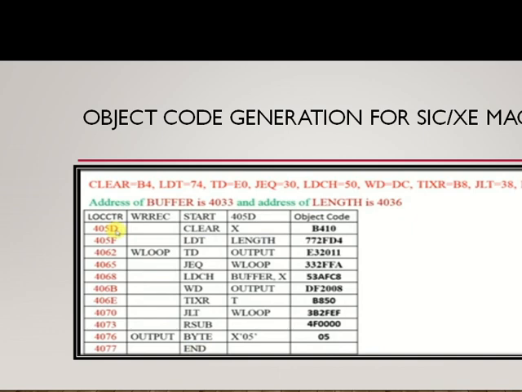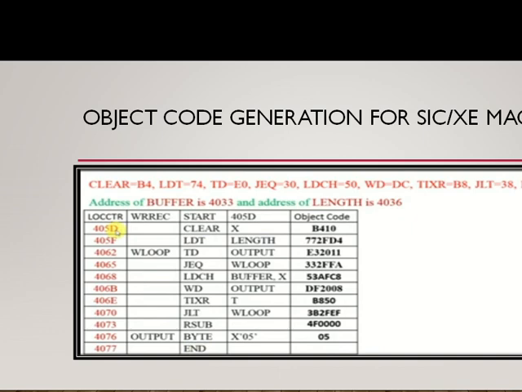WLOOP will be E32011, and for the JEQ WLOOP, 332FFA. For the buffer and X we have 53AF68. For WD output, DF2008. TIXR, B8850. JLT WLOOP, 382FEF. RSUB, 4F0000. RSUB will not have any address which will be searched in the next column, so we use it as 4F, and the other bits are filled with 0.